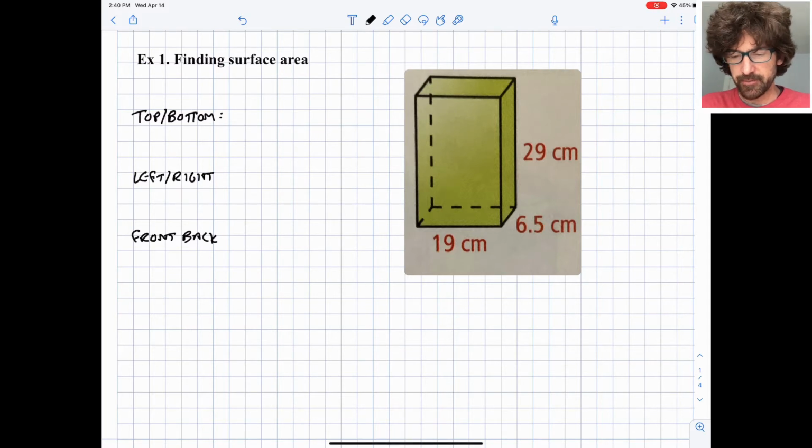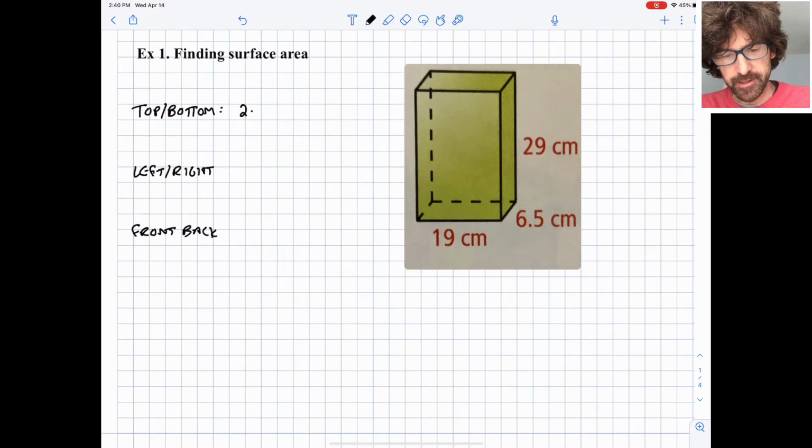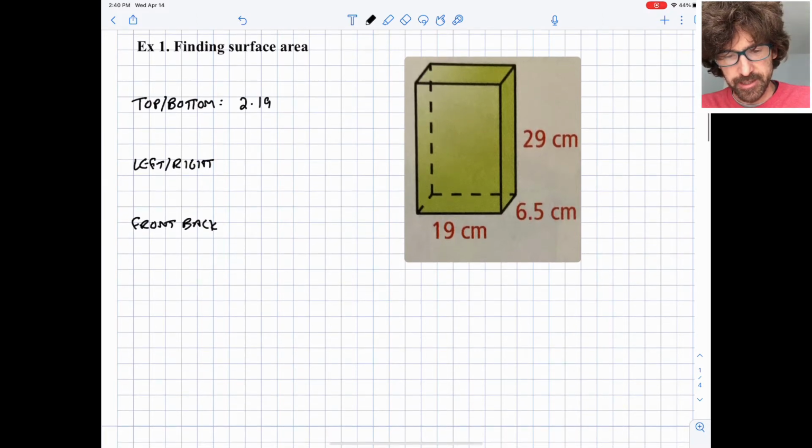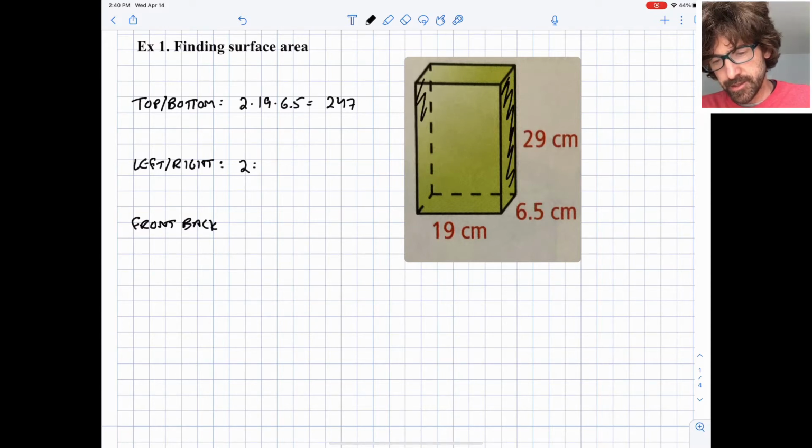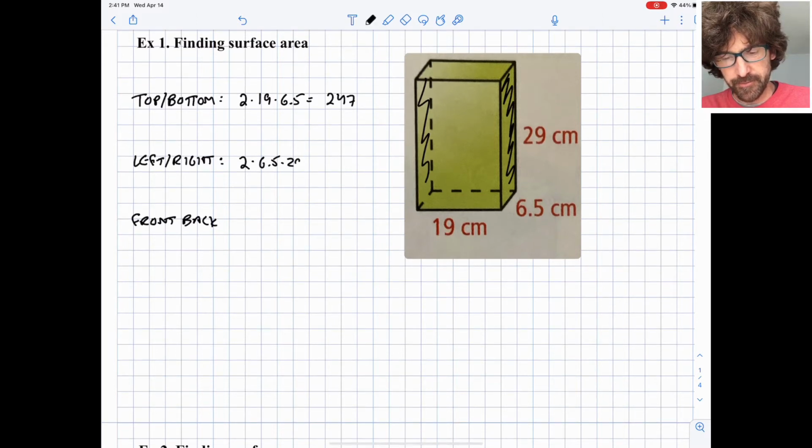So hope you can see the top and the bottom. We're going to have two of those faces, and the area of each face is 19 times 6.5. So the area of the top and the bottom together is 247 square centimeters. Left and right, we're going to have two of those total, and those are these faces here, and those are going to be 2 times 6.5 times 29. And so that gives us a total of 377 square centimeters.